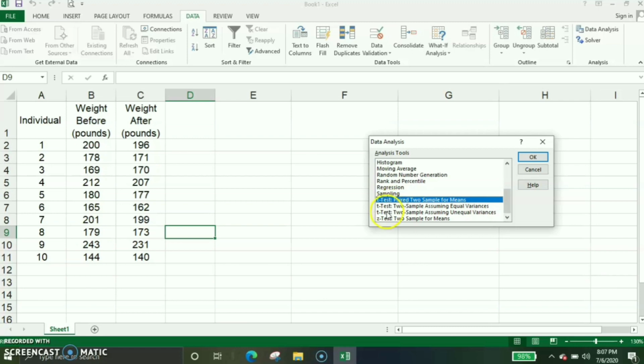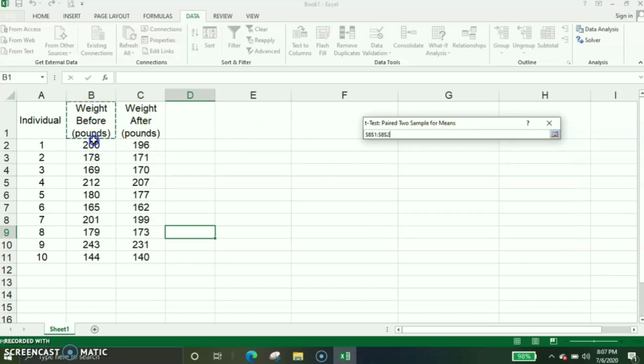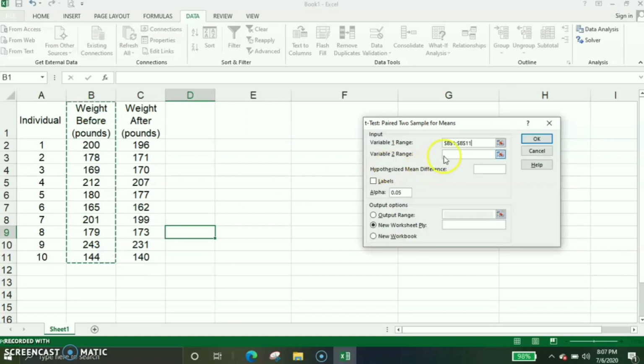We have three t-tests here: t-test paired two sample for means, t-test two sample assuming equal variances, and t-test two sample assuming unequal variances. This time we'll be selecting t-test paired two sample for means. Okay, and then we have the input. Variable 1 will be representing the weight before in pounds. So to encode the data, we are going to drag the cells and repeat the same steps in variable 2, representing the weight after in pounds.